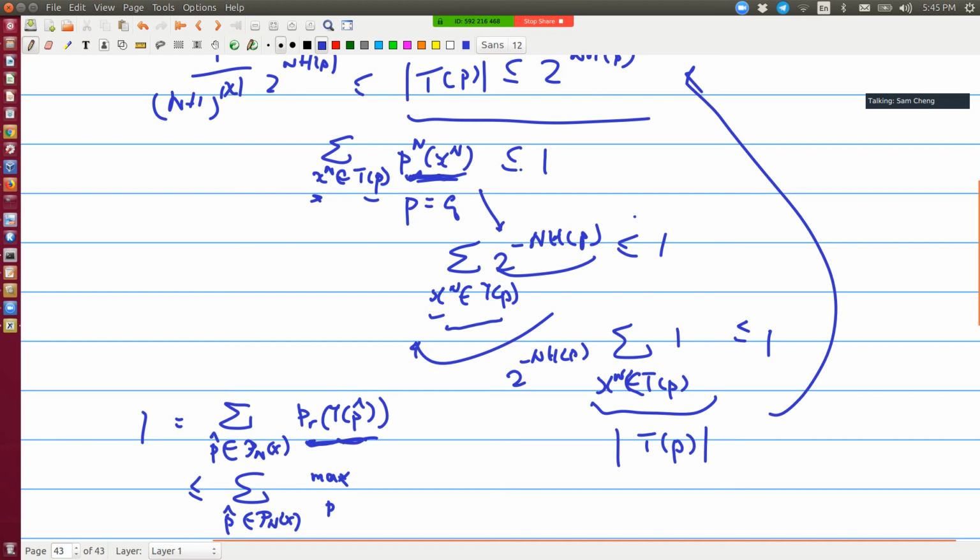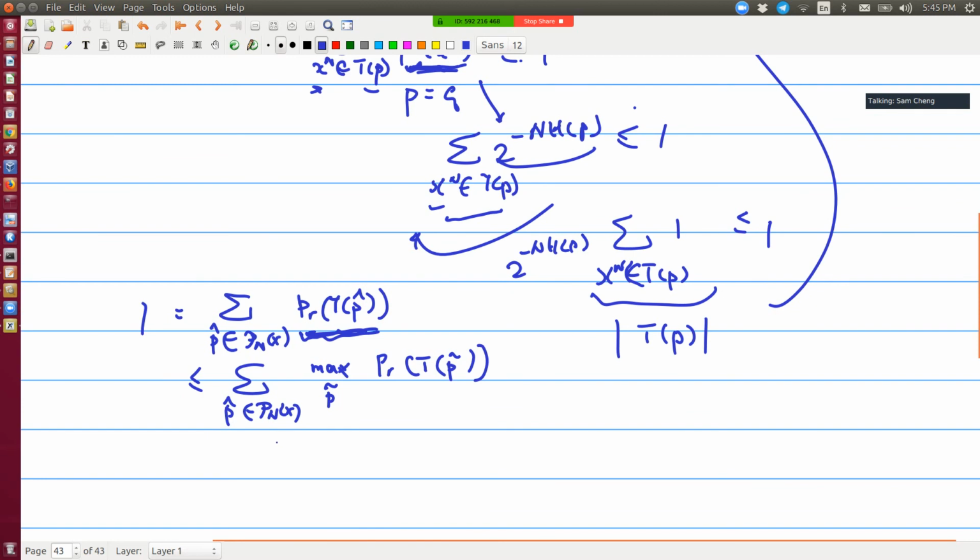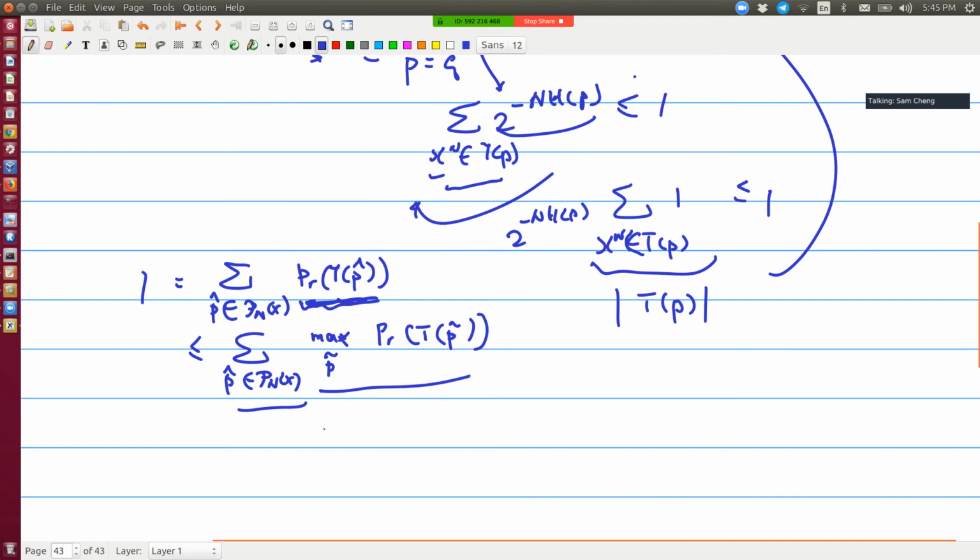So now I can bound this. One of them will be largest, right? I just bound it by the largest one. I can pick the one that's largest among all the P there. If I do that, this value will be independent of this sum here, right? Then I can pull this out as the maximum P tilde probability P times this.